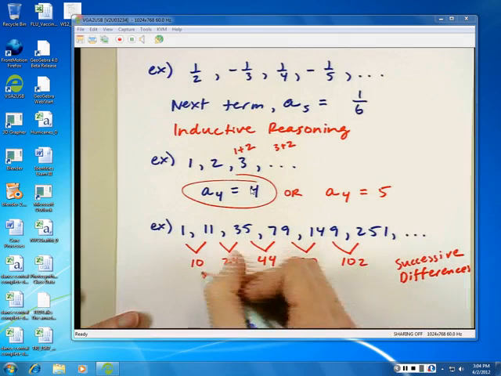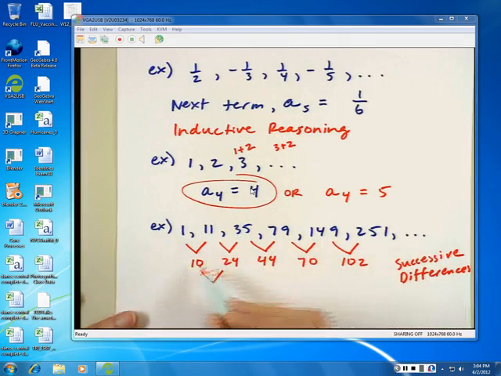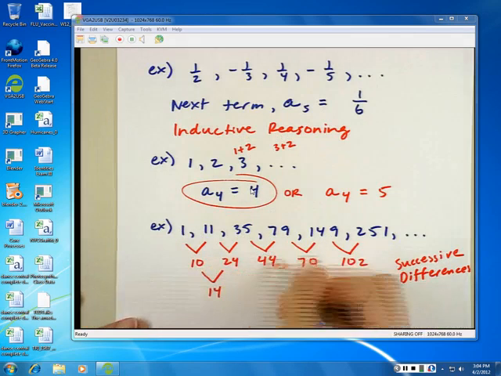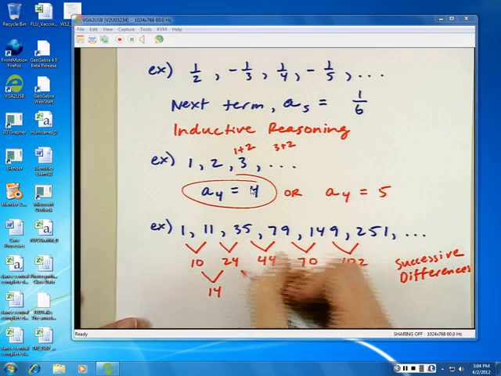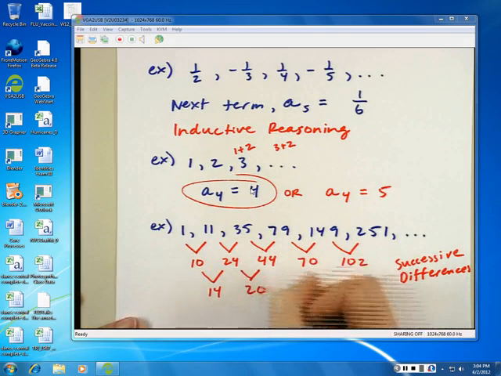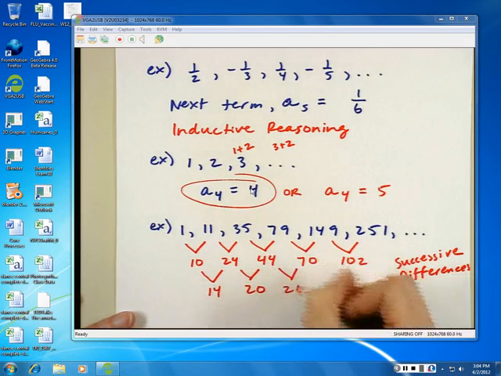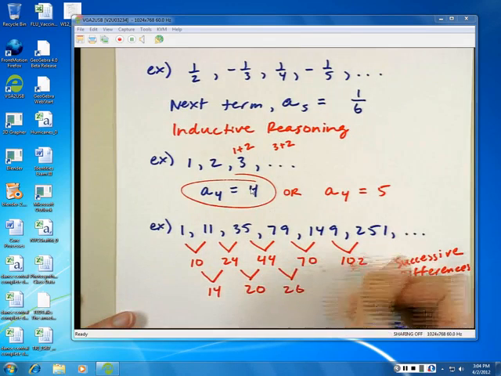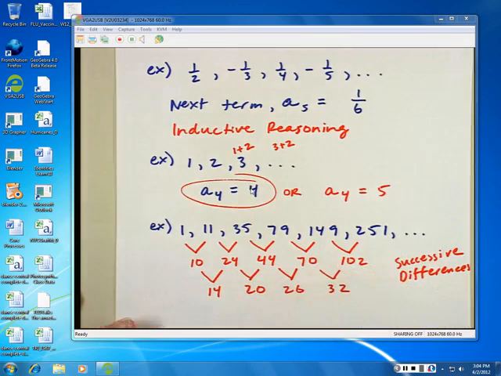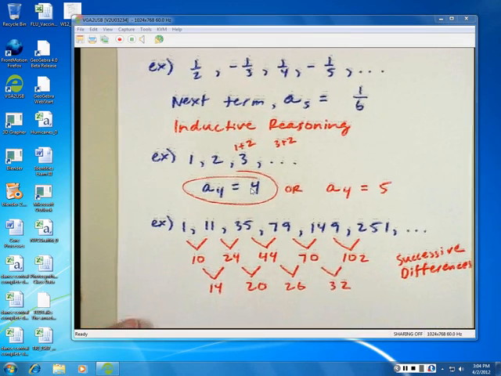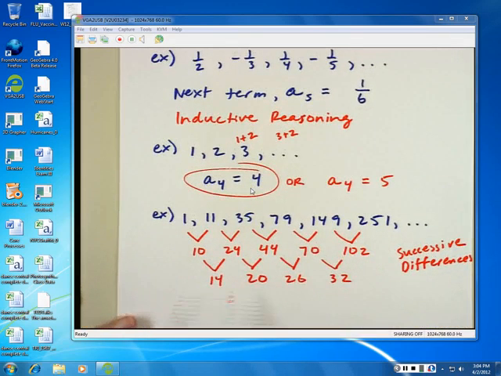So now I look at the differences between these numbers, these differences. 24 minus 10 is 14. 44 minus 24 is 20. 70 minus 44 is 26. And then 102 minus 70 is 32. Okay, do you see a pattern now? If you notice that each of the numbers go up by 6, you're right.